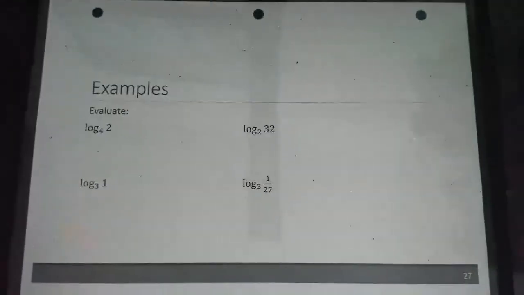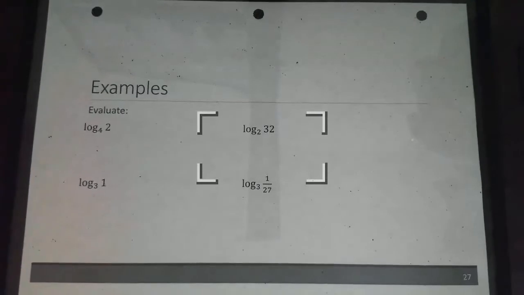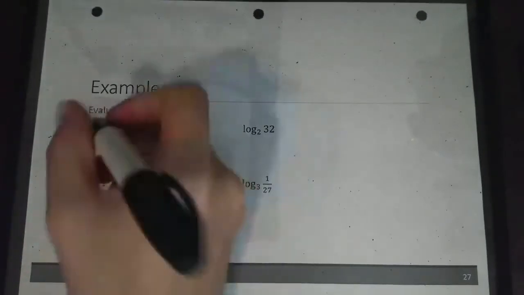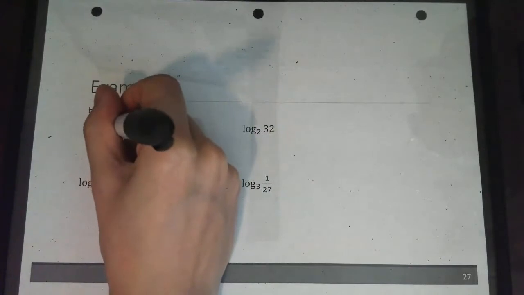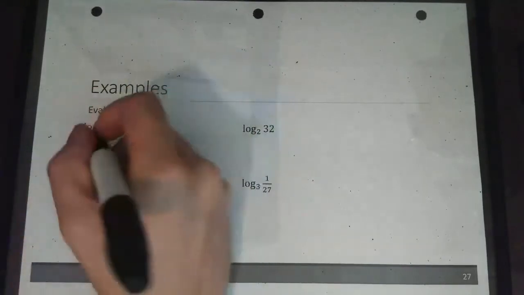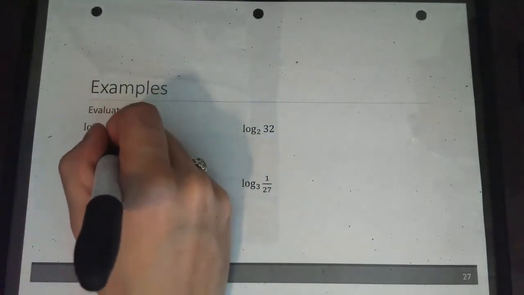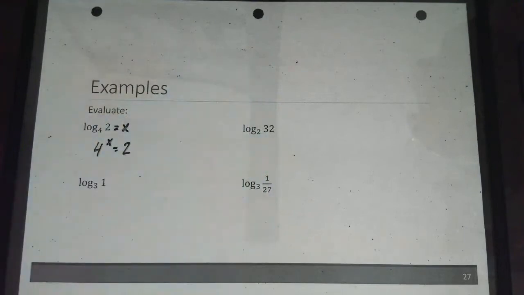We're going to evaluate a few logarithms. First up, we want log base 4 of 2. If I say this is equal to x, then I would have 4 raised to the x power is equal to 2. Well, that doesn't really help, does it?